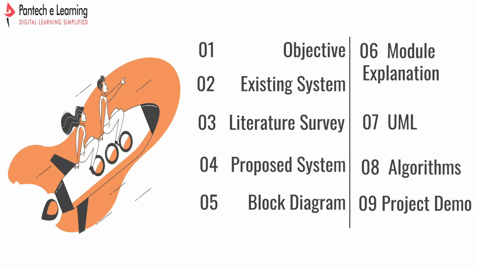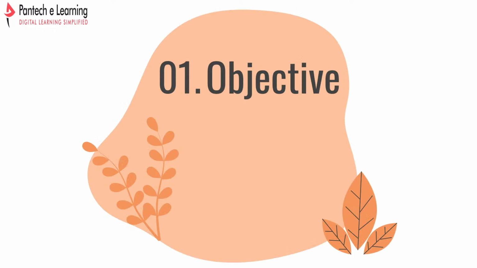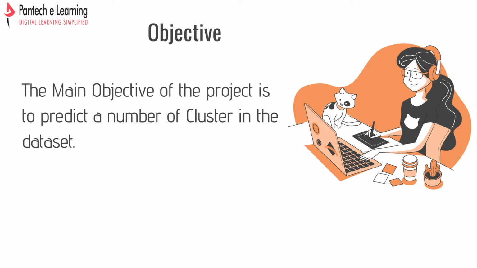First we are seeing the disadvantages of the existing system in our base paper, and we are going to use a proposed system. In that proposed system, we will see how we can overcome the existing system. Okay, so this is what we are going to see. Now, what is the main objective of this webinar? The main objective of the project is to predict the number of clusters in the dataset.